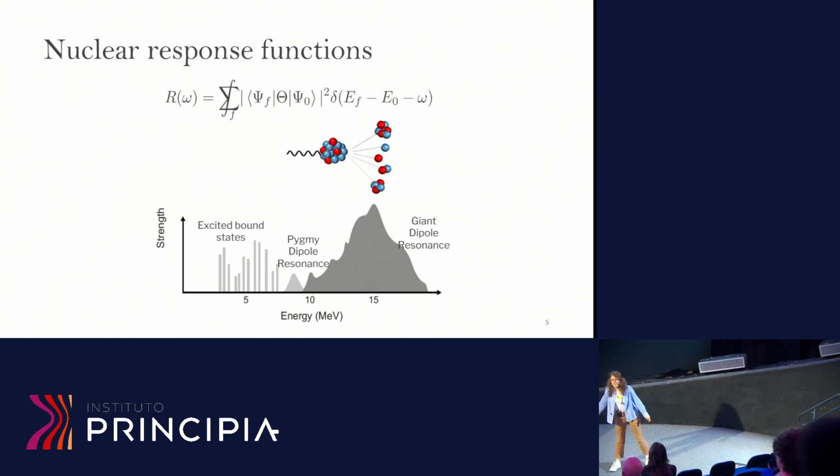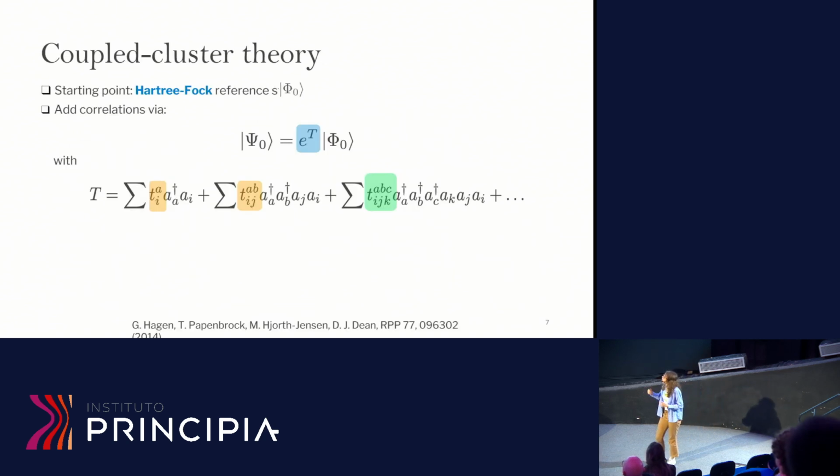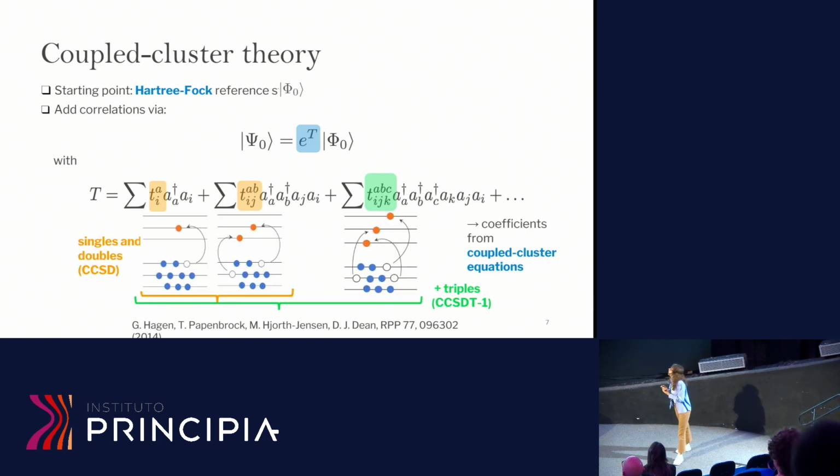I am very grateful to Sauri, Anna, and Gauta before me, because they introduced the way in which I would like to do this, which is ab initio nuclear theory. So combining chiral EFT interactions with systematically improvable many-body methods, and in particular, I will work with coupled cluster theory.